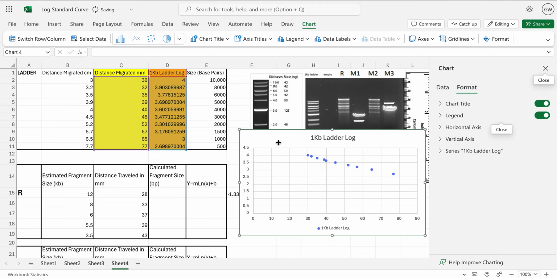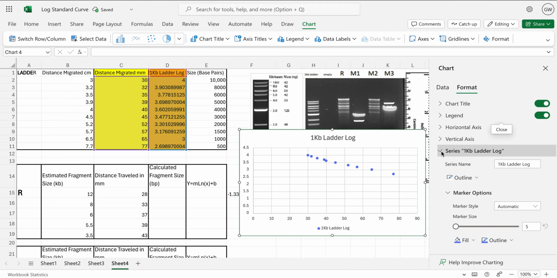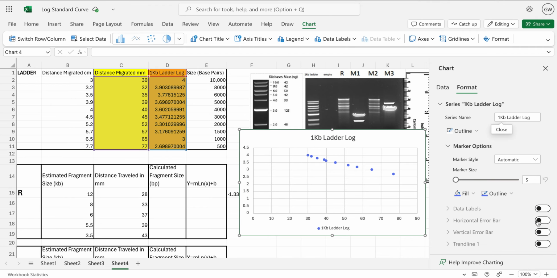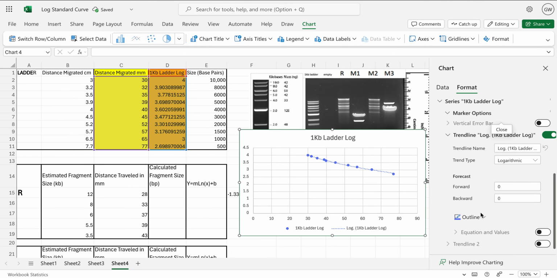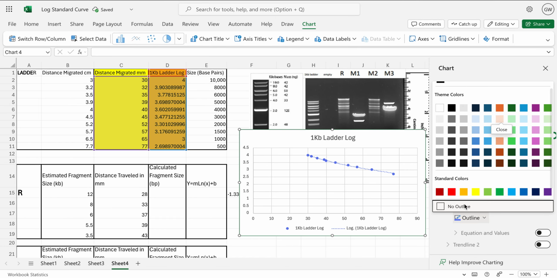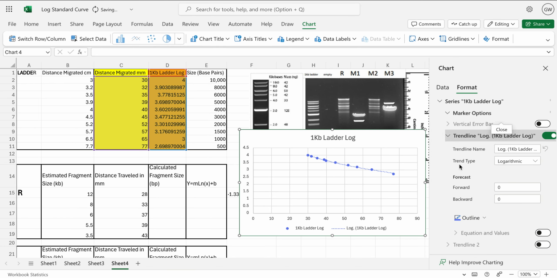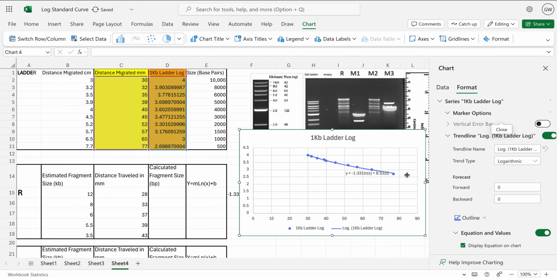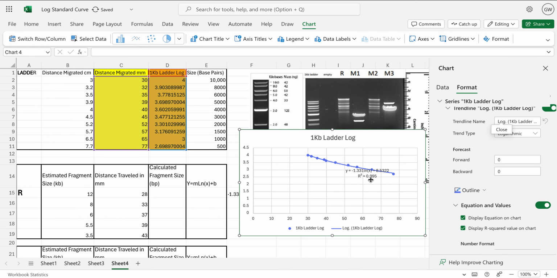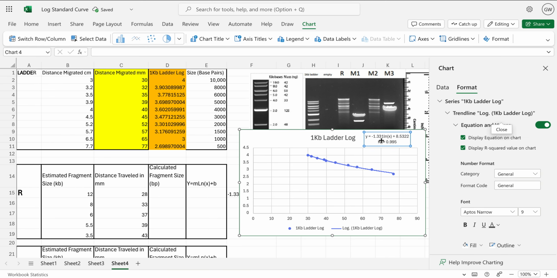We need to name it. We need to add a little trend line. Go here, add a trend line, and we want it to be logarithmic. And I want it, you guys don't have to do this, but I want it to be a solid line. We want equations and values. Just gave us that right there. We also want the r squared value. I'm gonna move that up here so it's a little bit easier to read. That equation will be highly, highly important.